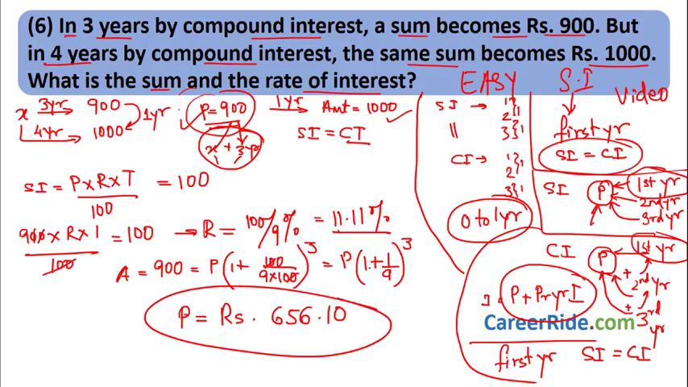I'm not solving it entirely, I'm just explaining the concept over here. So the sum is 656.10 rupees and the rate of interest is 11.11%. Have you understood the concept? Take a look at the simple interest video, and also I have tried to explain the concept over here. Always remember, for the first year of investment, simple interest equals compound interest.